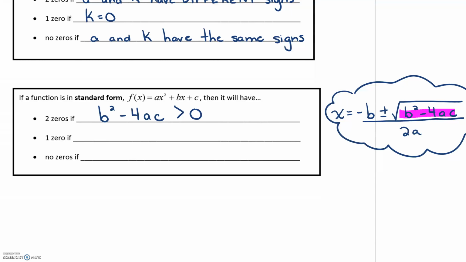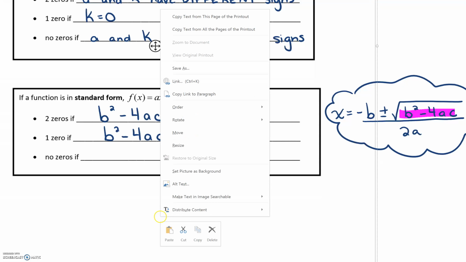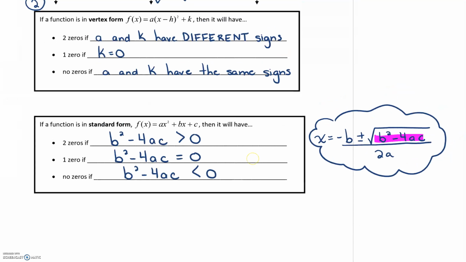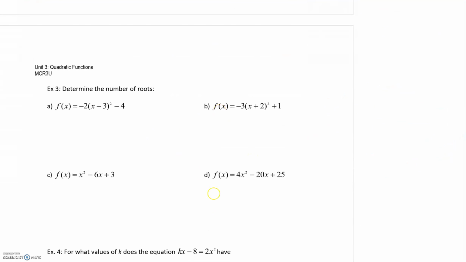If there's 1 zero, then you'll recognize that b squared minus 4ac is equal to 0. And then there are no zeros if that part is negative, so if it's less than 0, because you can't do the square root of a negative. That's the way that I usually remember it. I know that the highlighted part cannot be less than 0, otherwise you can't calculate it, so I do that one first and then go from there. This is something that you kind of have to memorize in order to do these types of examples.